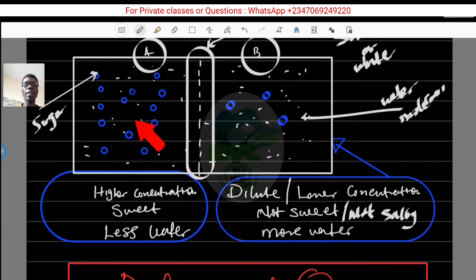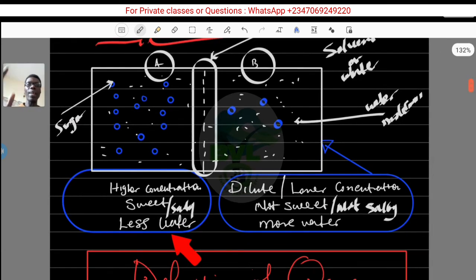Now, coming to this other side here, this area has more sugar or more salt. So we see it has higher concentration. Of course, it's going to be more sweet, or salty if it was salt. Please, I want you to get the basics of where I'm going. And obviously, it has less water. This basics is what you need in defining osmosis without getting it confused.